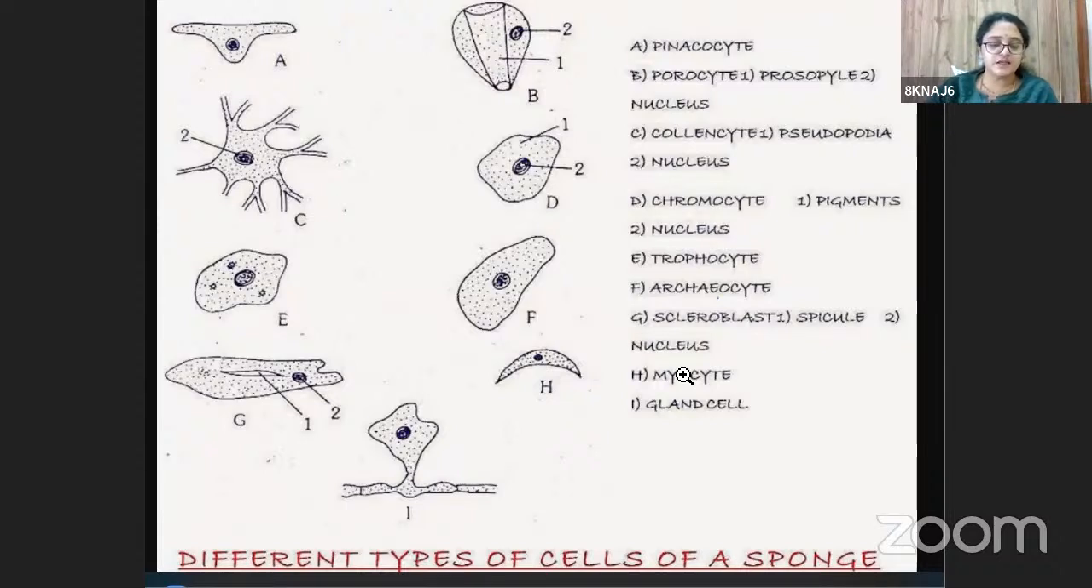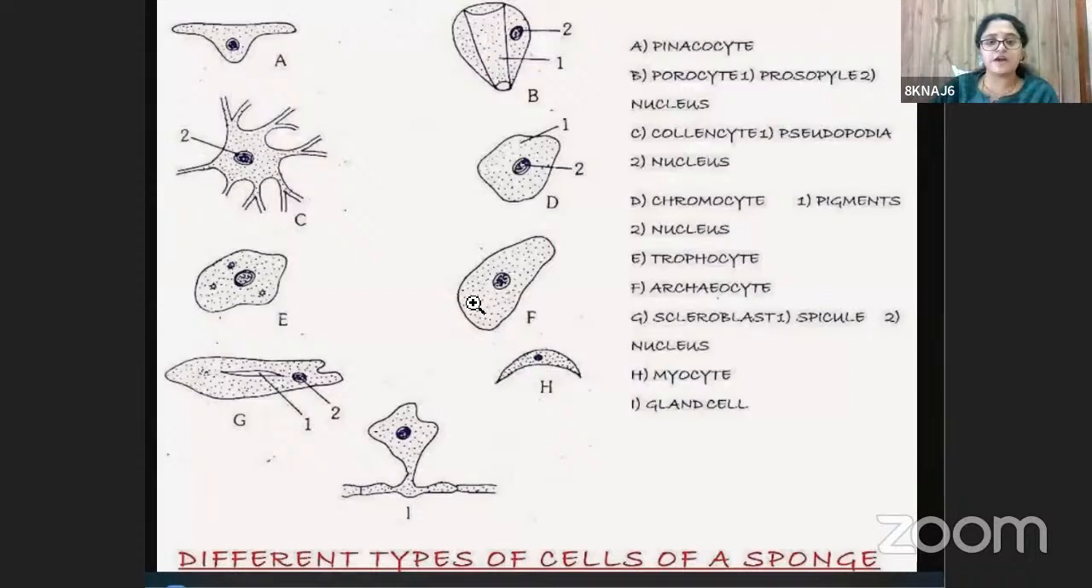So trophocytes are the nourishing cells, in fact, and they receive food particles from the choanocytes, digest the food, and transfer the nutrients to other cells of the body. Archaeocytes are the gamete-producing cells, basically, and they are the sex cells. They possess blunt pseudopodia, a large nucleus, and a granular cytoplasm, and they also play a key role in the process of regeneration.